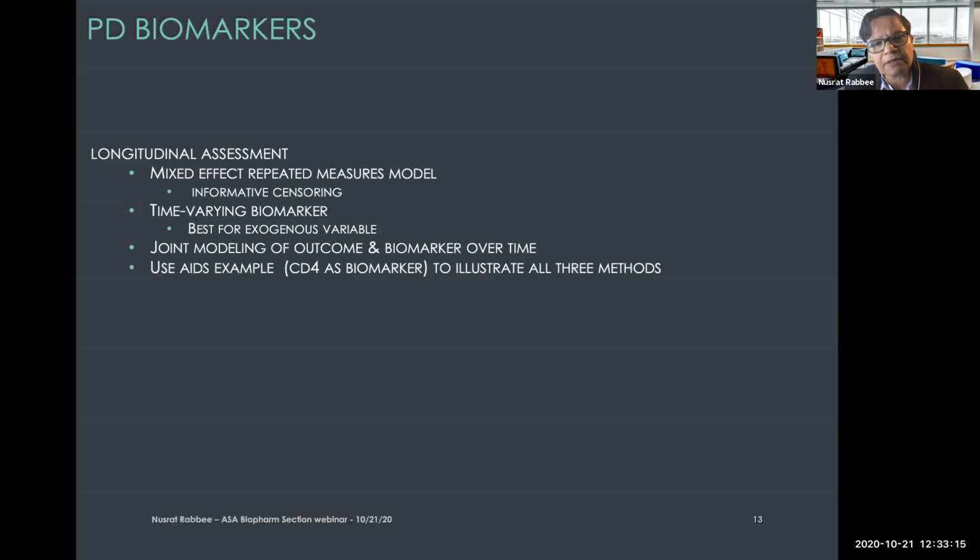And now the third example is the joint modeling of outcome and biomarker over time. And by the way, in approach two, which is the time varying biomarker, that has been implemented by Terry Therneau's R package survival. It's very, very easy to implement, but the math has been worked out by Terry using the partial likelihood mechanism. Yes, partial likelihood mechanism makes it very, very easy to implement.